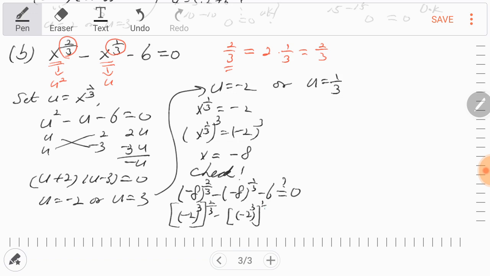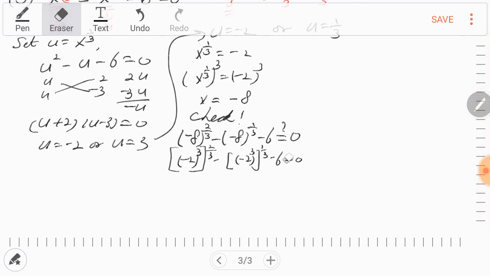1/3 power minus 6 is equal to 0. Not yet, we don't know yet, right? Okay, then we can multiply a power to another power, so we multiply the exponents. Then negative 2, 3 cancels out, becomes 2 minus negative 2, 3 cancels out, 1 minus 6.